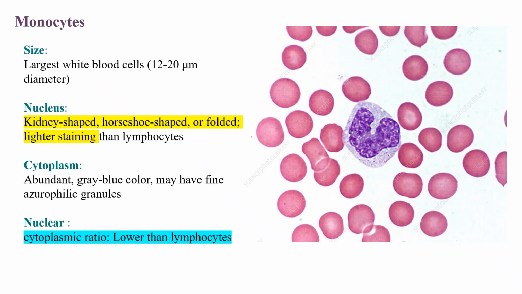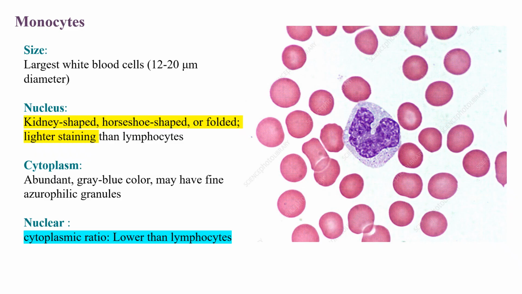Monocytes present quite differently under the microscope, and these differences make them relatively easy to distinguish from lymphocytes. In terms of size, monocytes are the largest white blood cells you will see, measuring 12 to 20 micrometers in diameter, significantly larger than lymphocytes. Their nucleus is very distinctive. Instead of being round like lymphocytes, monocyte nuclei are kidney-shaped, horseshoe-shaped, or folded. They also stain much lighter than lymphocyte nuclei, appearing as a lighter purple with a characteristic lace-like chromatin pattern.